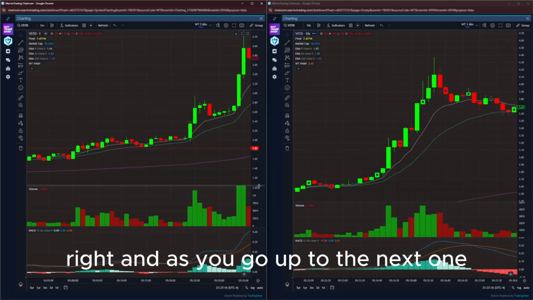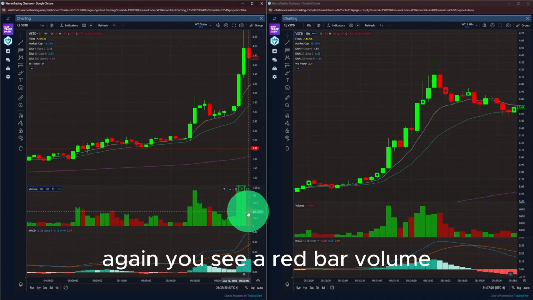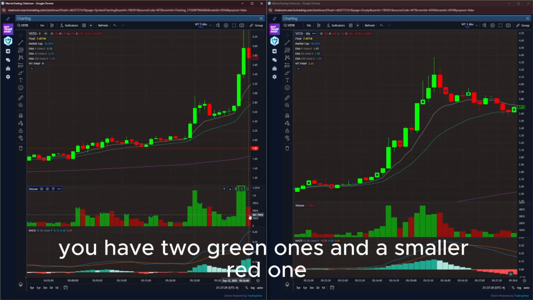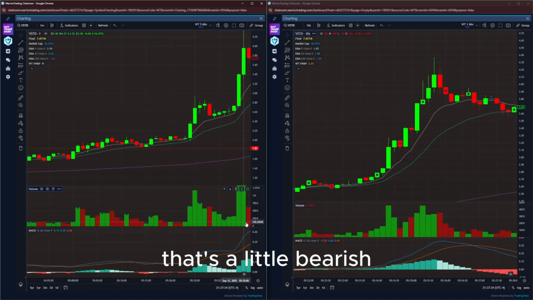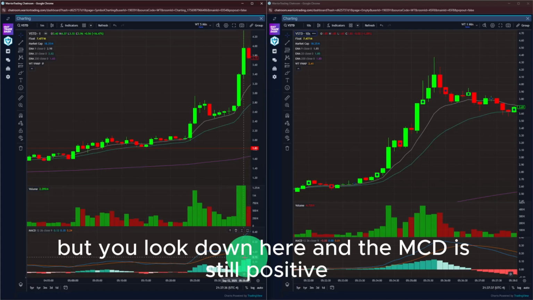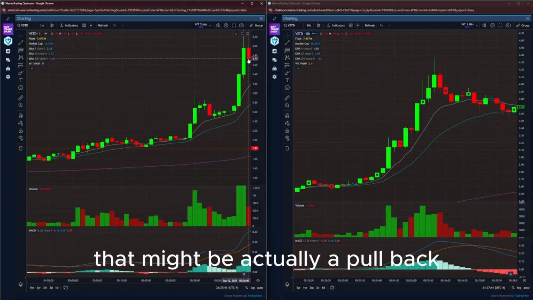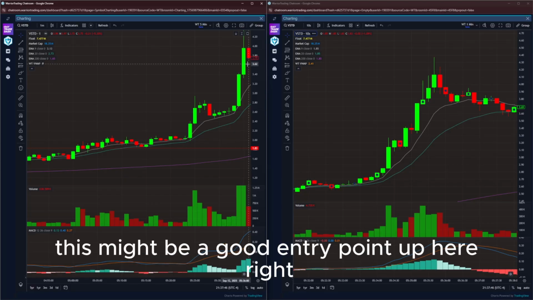And as you go up to the next one, again, you see a red bar of volume. You could go on it and it's really not too bad, right? You have two green ones and a smaller red one. Now, if this was a massive red one, you might be like, huh, that's a little bearish. But you look down here and the MACD is still positive, it's still open, right? So you might think, huh, that might be actually a pullback. This might be still bullish. This might be a good entry point up here, right?